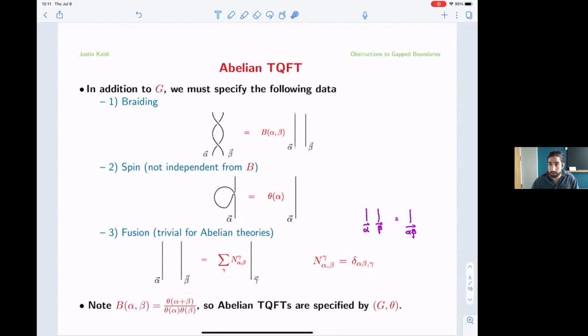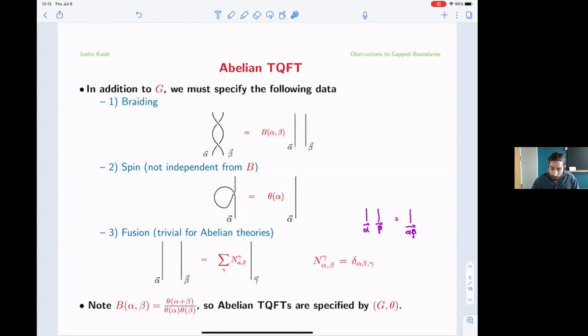And so this is that group structure on G that I was mentioning a second ago. All right, good. So I mentioned this previously, but B and the spins theta are not independent. They're in fact related in this way. And so, said in fancy language, the spins provide a quadratic refinement of the braiding.